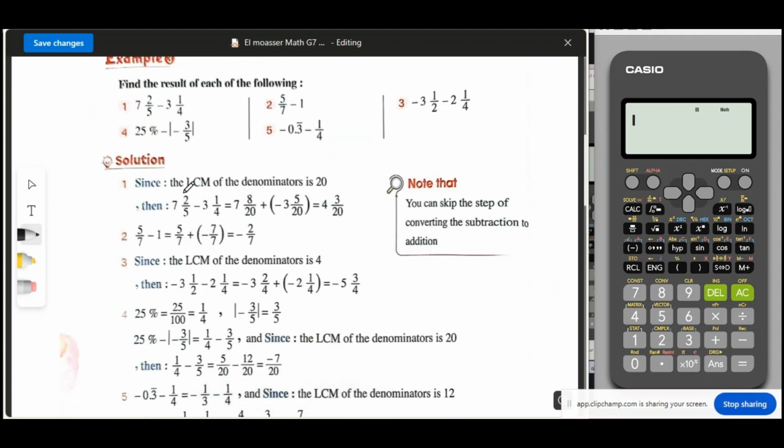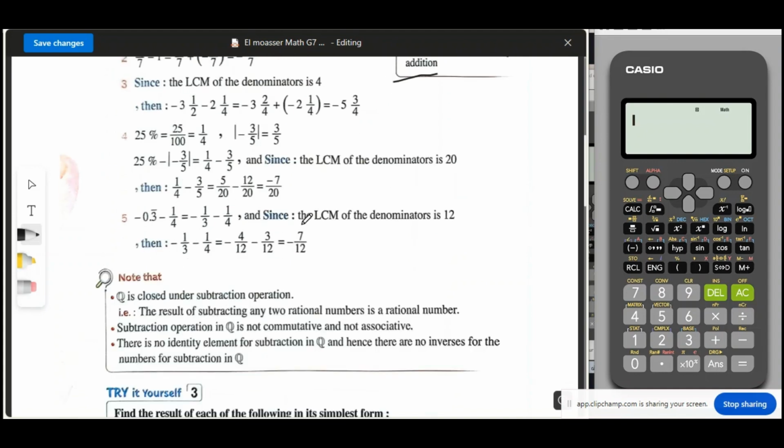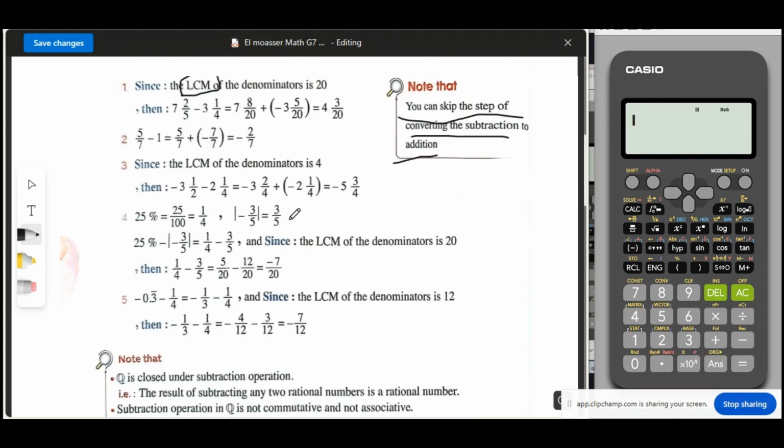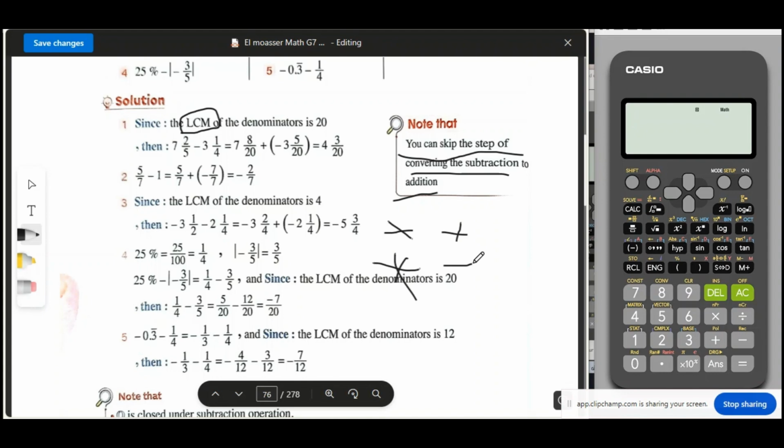So like the LCM with this kind of LCM, yes, you can skip the step of converting the subtraction to addition. The LCM here is a bit bigger, right? So if you want it to be a bit easier, you can convert it to addition. So as I told you, in addition, if anything is negative, it should be positive. If anything is positive, it should be negative, and so on. But I don't want to make it longer here, so I'll skip it, and there you go.